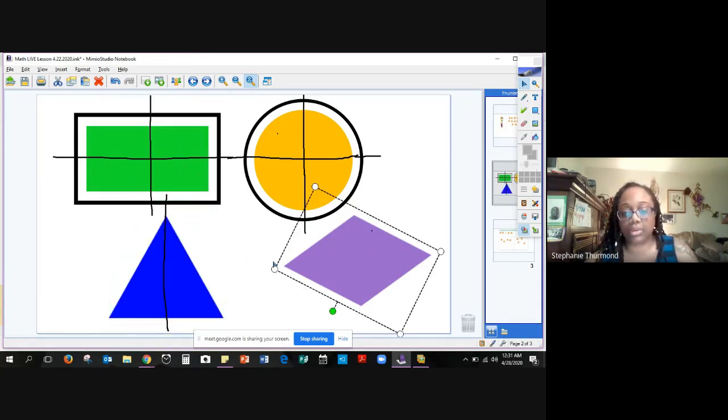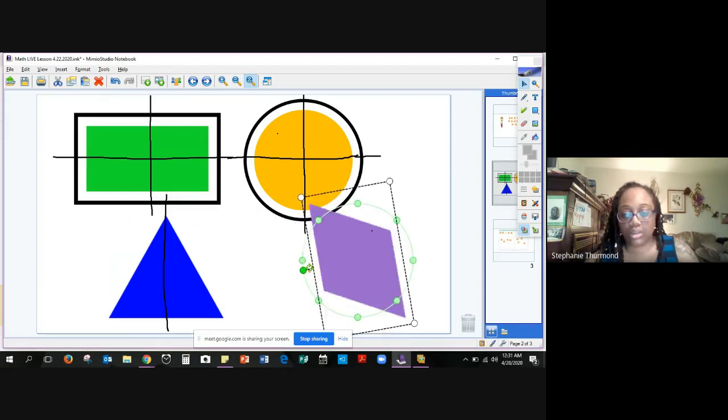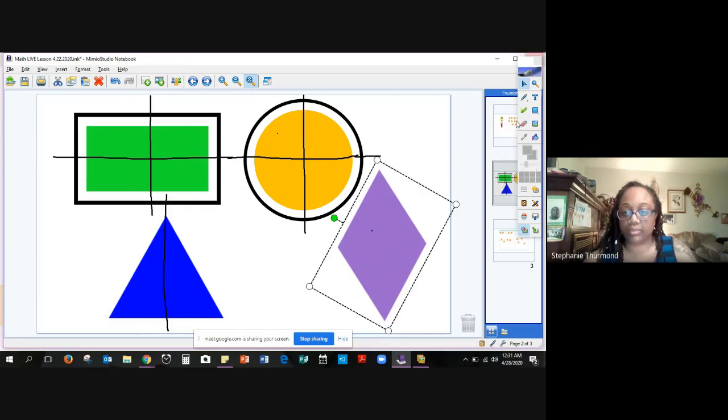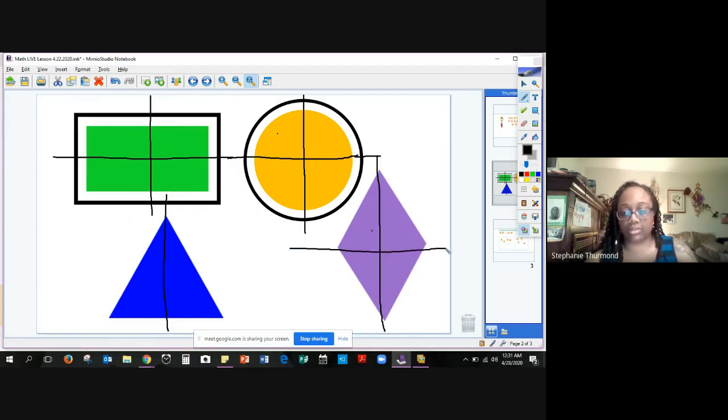So for my rhombus, I'm going to turn it back right side up and move it here so you can see it better. And then I'm going to partition my rhombus. I'm going to go straight down the middle. Are both these halves equal parts? Yes, they are. Now I want to partition this rhombus into fourths. I'm going to go from left to right. Again, in the perfect world, that would have been better.